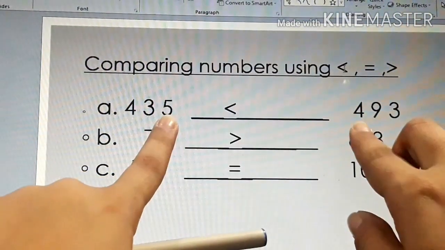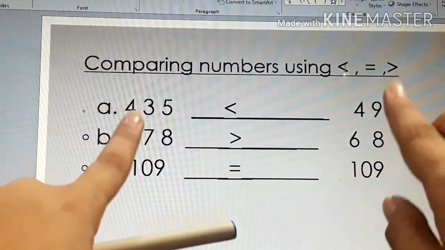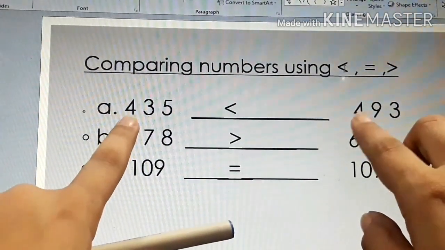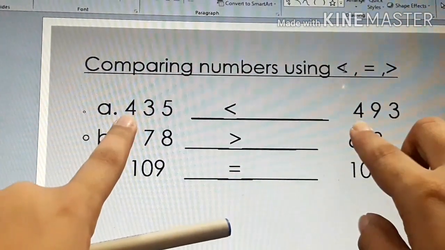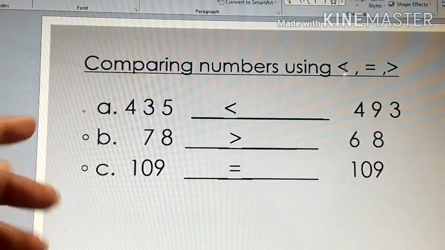435 and you have to compare with 493, isn't it? For this, children, we always compare the number in hundreds place first. What is the number in hundreds place? Both are 4, isn't it? So this is equal, right?